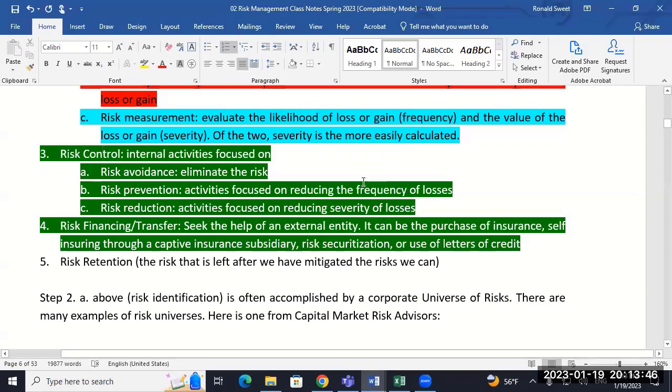Risk prevention is you're focusing on frequency. You're trying to bring the frequency down. Risk reduction, you're focused on severity. So prevention is before anything's happening, you're trying to reduce that probability. That would be like you have a pool in your backyard, you're worried that the neighbor's kid's going to drown in it, so you put a huge fence around the pool. And that keeps the kid out, hopefully.